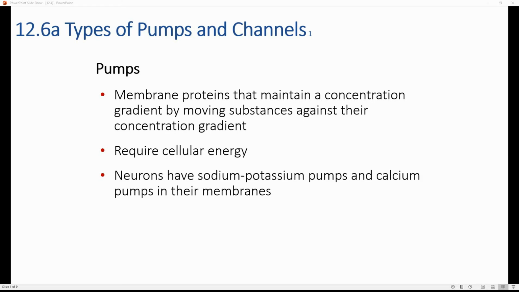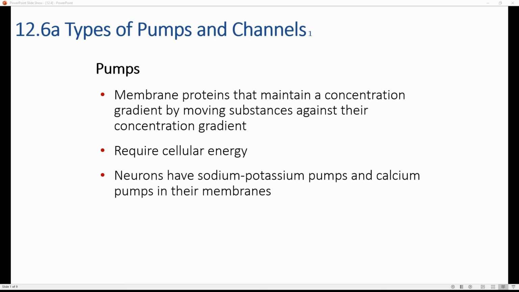Go ahead and look at the membrane of the neurolemma. On the membrane, we're going to have proteins that can pump ions. So this is moving ions against their concentration gradient. This does require cellular energy in the form of ATP. And you remember, we've already discussed the sodium-potassium pump.